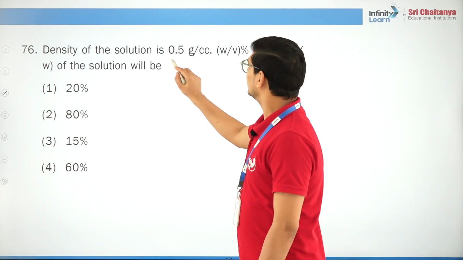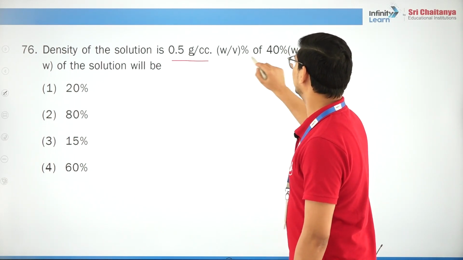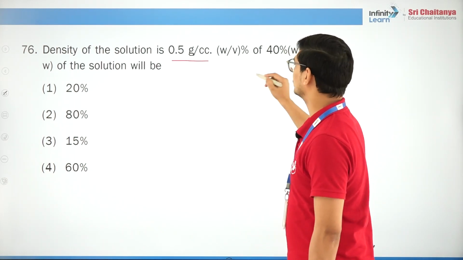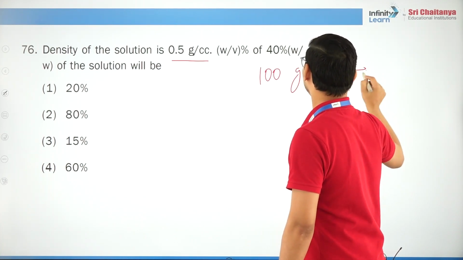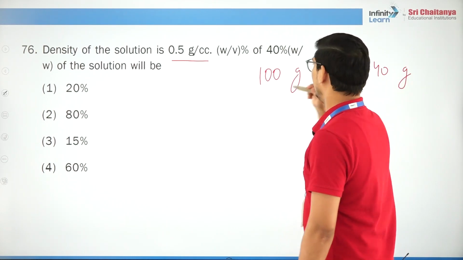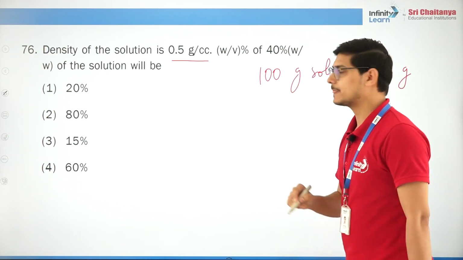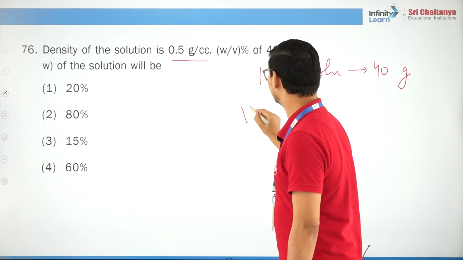Density of the solution is 0.5 gram per cc, weight by volume percent of 40% weight by weight. So let's take 100 gram of solution. It will contain 40 gram of solute. Is that clear? Now let us find out the volume of solution.